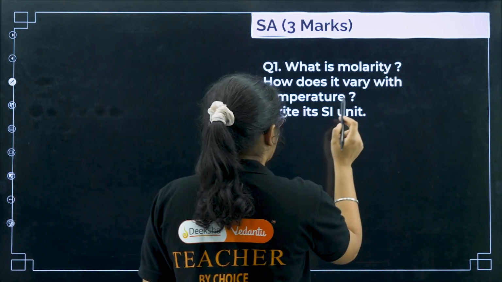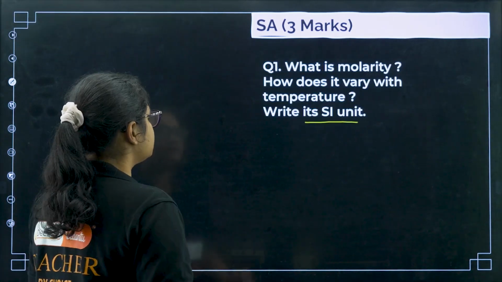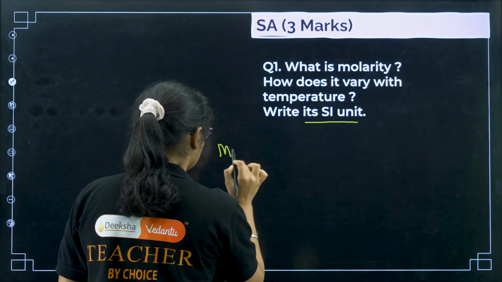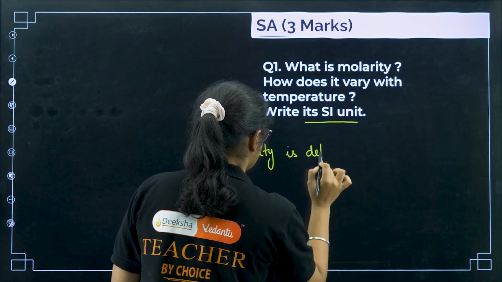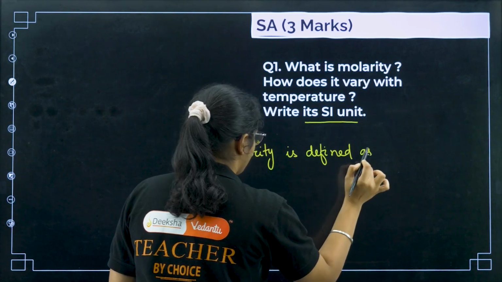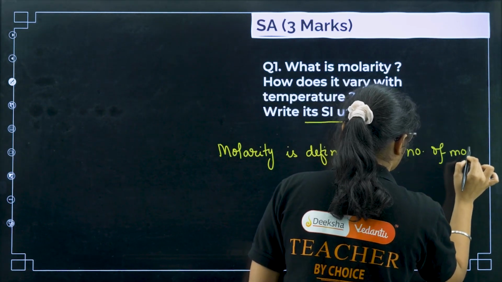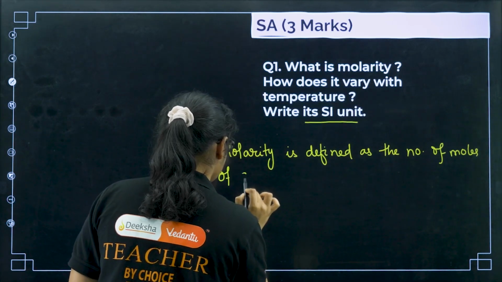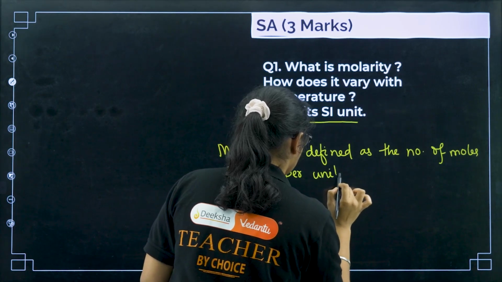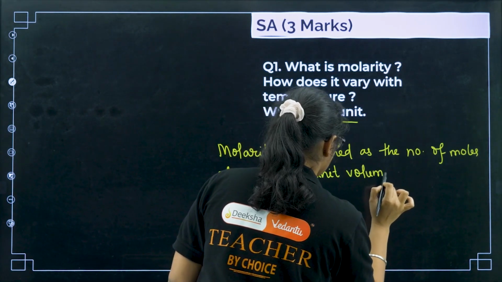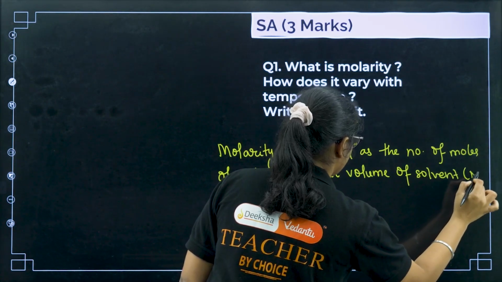What is molarity? How does it vary with temperature? Write its SI unit. I hope all of you can answer this. So what is molarity? Molarity is defined as the number of moles of solute per unit volume of solution, and is denoted by capital M.